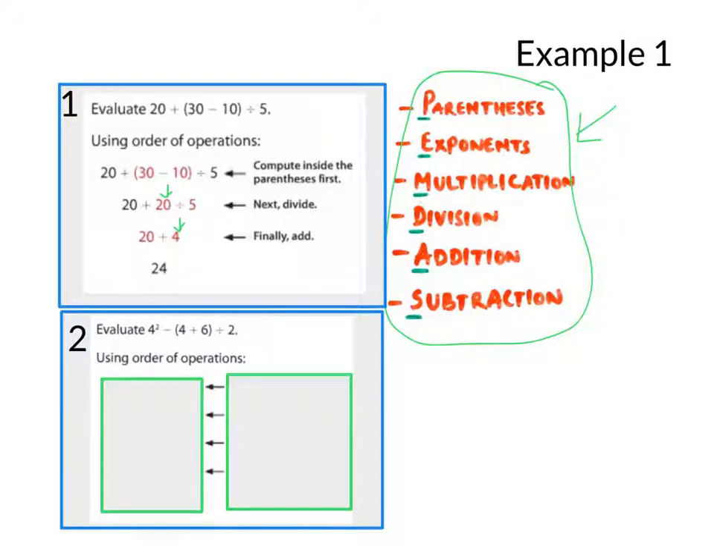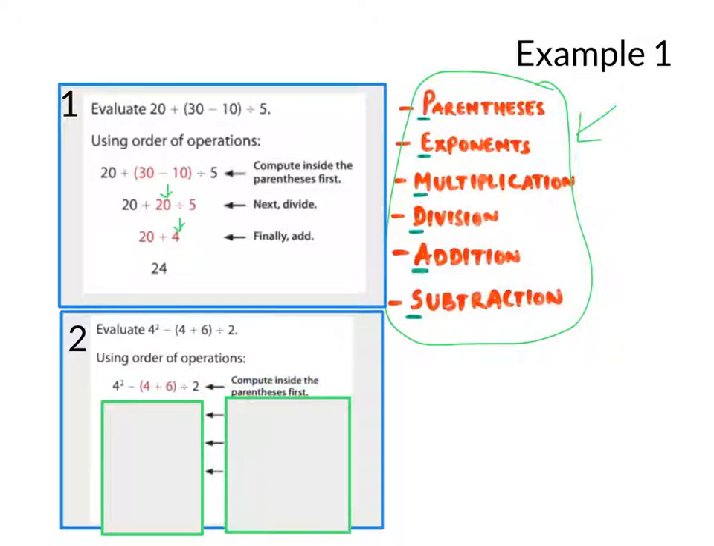Okay, so problem number 2, evaluate 4 to the power of 2 minus parentheses 4 plus 6 parentheses divided by 2. Okay, so we're going to check out our little reference sheet over here. We know the first one is parentheses. This problem we do have parentheses, so we're going to do that one first. Compute inside parentheses first. Cool.